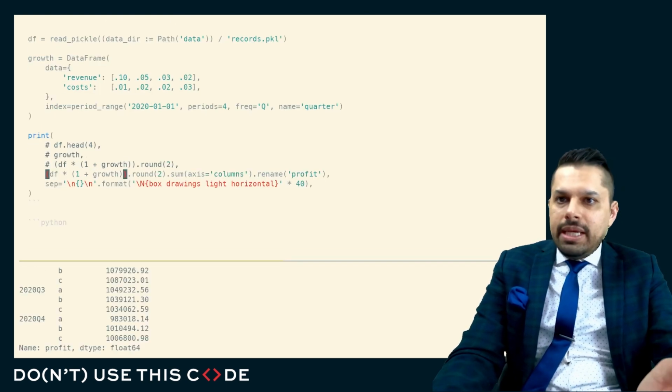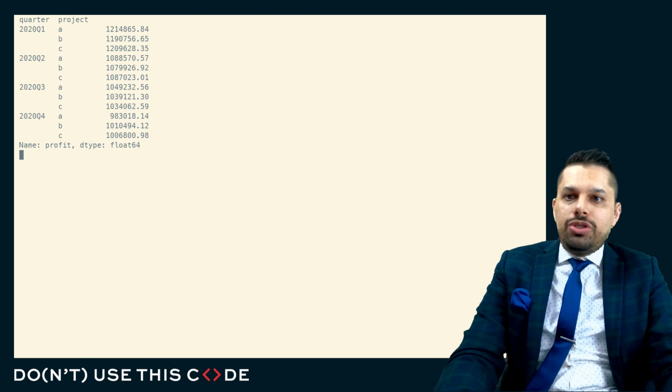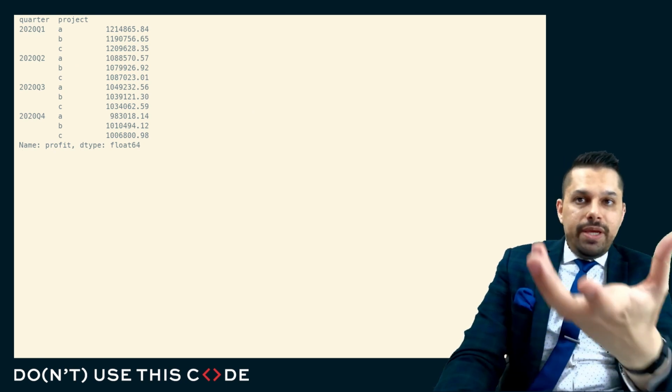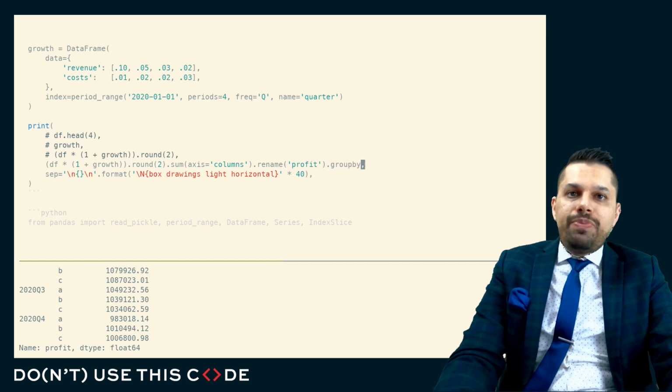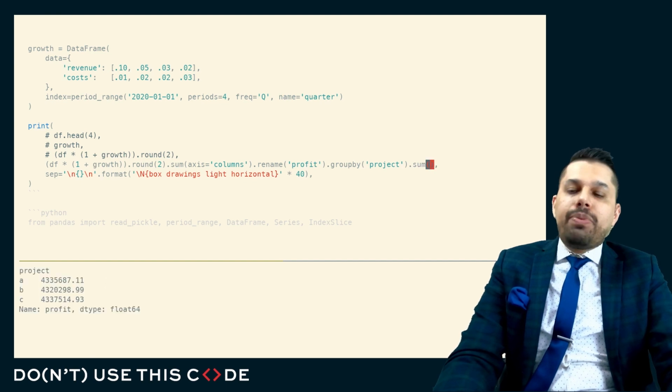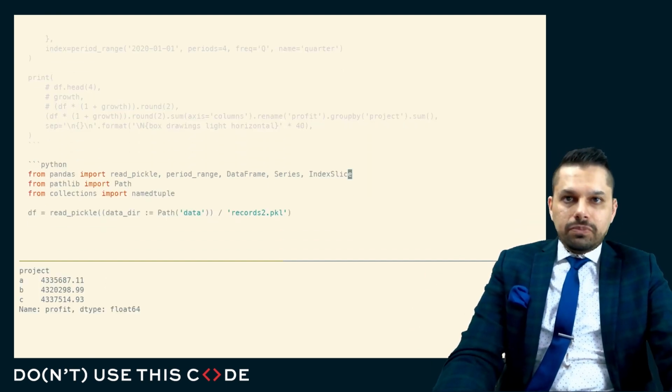And then as we need it, perform aggregations in order to do things like compute from this the profit, which would be the revenue plus the costs, or further group this by something like the project, and then get the profit per project, and there we go.